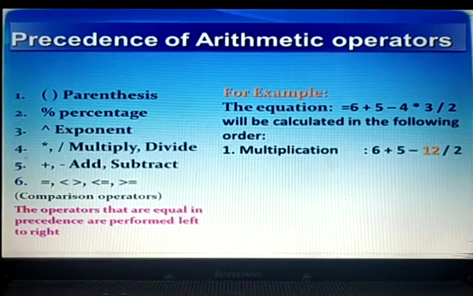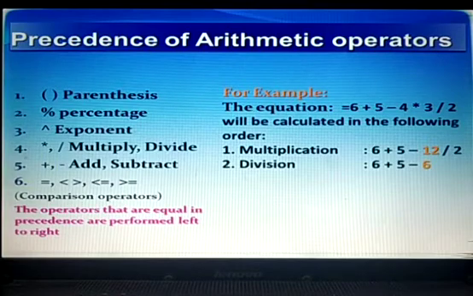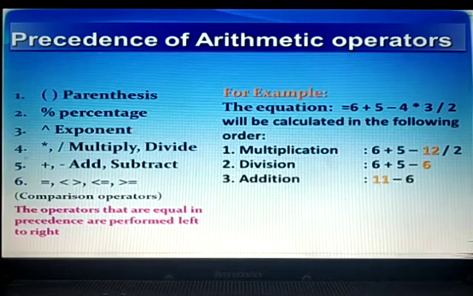First it will do multiplication. It means 4 into 3, that's 12. Now the equation is 6 plus 5 minus 12 by 2. Then it will perform division. It means 12 by 2. Now the equation is 6 plus 5 minus 6. Then it will perform addition.